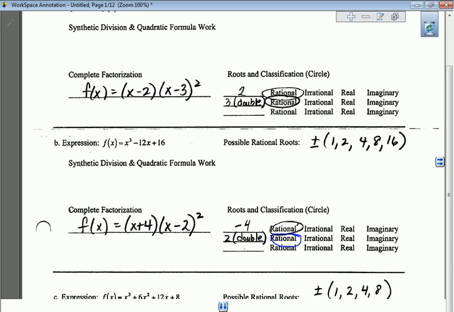All right, if you need to hit pause for a moment to continue correcting this page, that's fine. And when you're ready, press play.